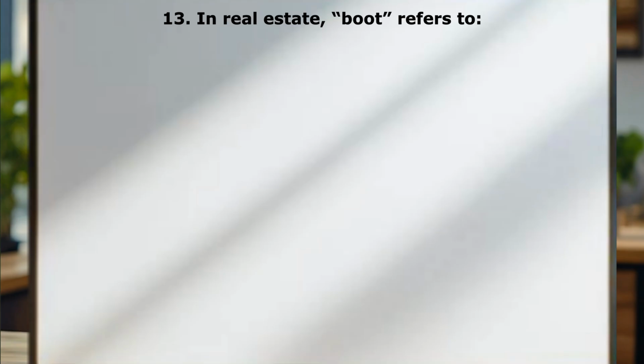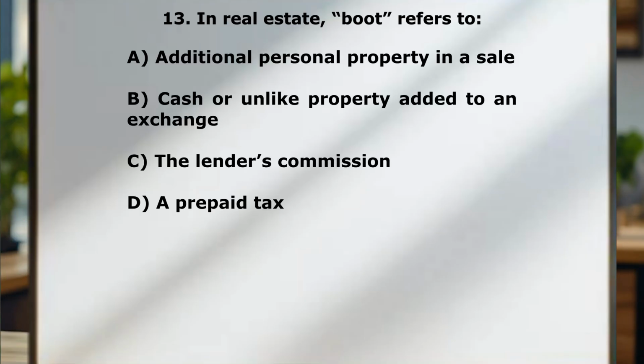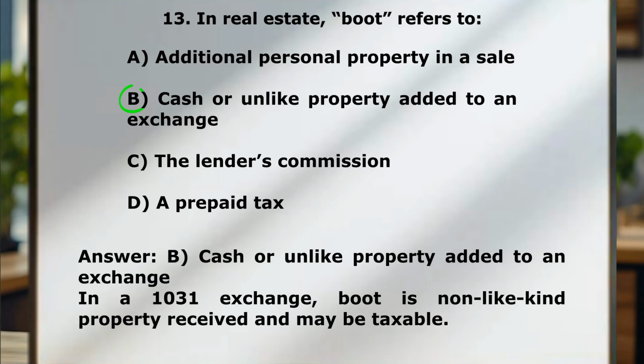In real estate, boot refers to A, additional personal property in a sale. B, cash or unlike property added to an exchange. C, the lender's commission. D, a prepaid tax. Correct answer here is B, cash or unlike property added to an exchange. So in a 1031 exchange, boot is a non-like kind property that's received and may be taxable.